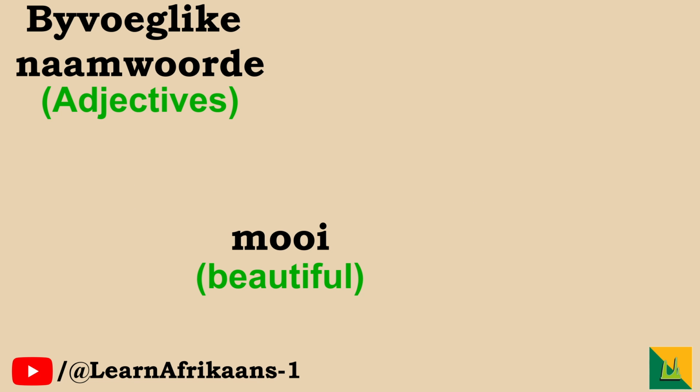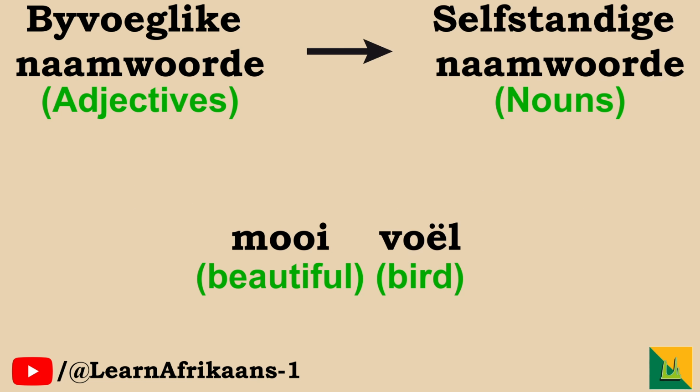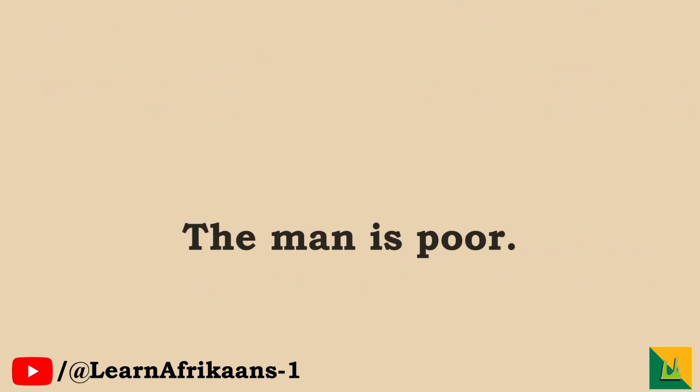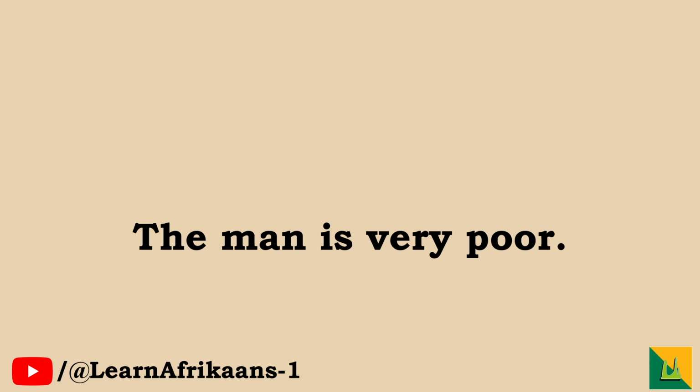As you might know, byvoeglike naamwoorde, adjectives, give extra meaning to selfstandige naamwoorde, nouns. The intensiewe form is a byvoeglike naamwoord of a strong degree that is used to make your language more lively and expressive. Normally, you can say, the man is poor, and to emphasize it, you say, the man is very poor.